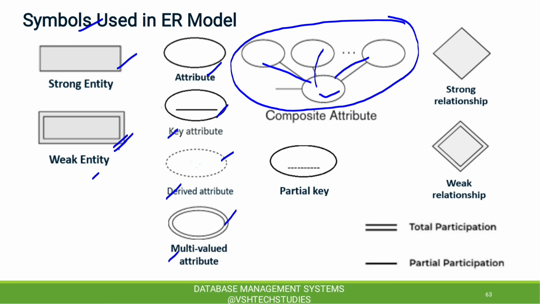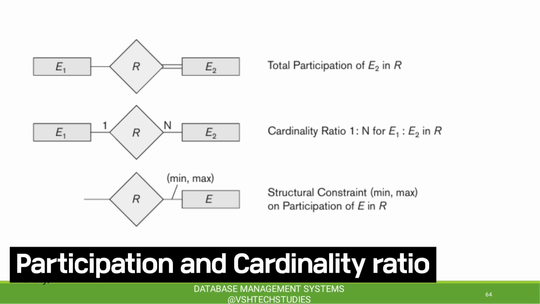Then this diamond shape indicates strong relationship. This double diamond shape indicates weak relationship. Two lines indicate total participation. One line indicates partial participation. So these are the symbols that are used in drawing an ER diagram. Now consider R as the relationship, shown with the diamond symbol, associating the E1 entity and the E2 entity. E2 is totally participating in the relationship R. E1 is partially participating in the relationship R.